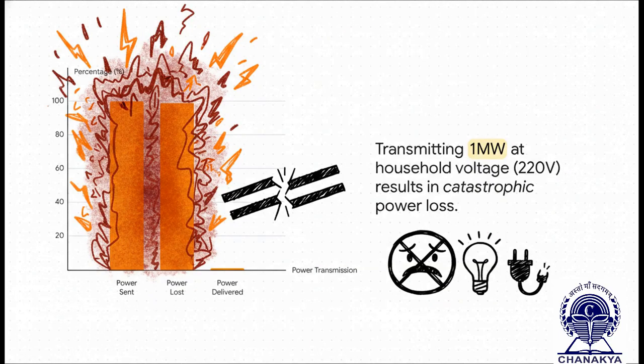So what would happen if we tried to send that megawatt at the normal 220 volts you have in your house? It would be an absolute catastrophe. The current would have to be so enormous that nearly 99% of all that power would just be lost as heat from the wires. You'd be sending out a megawatt, and the town would get practically nothing.